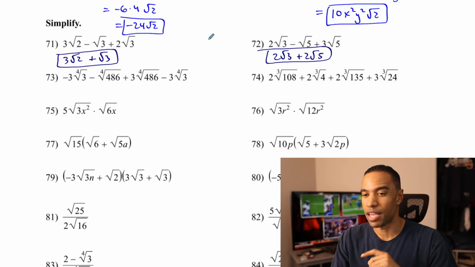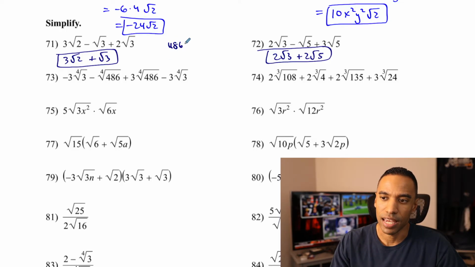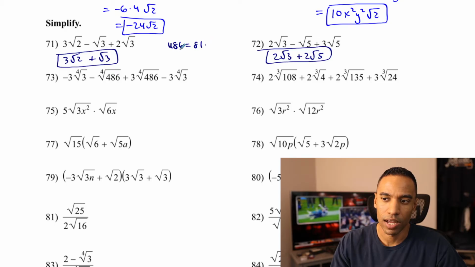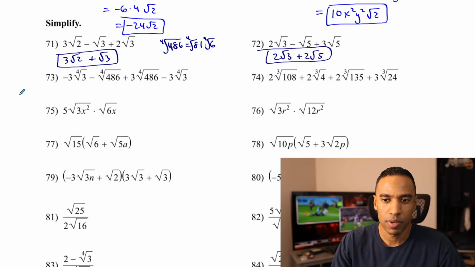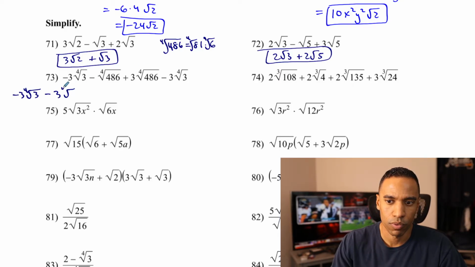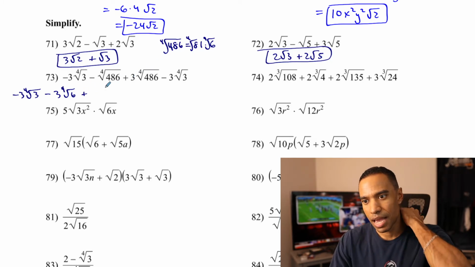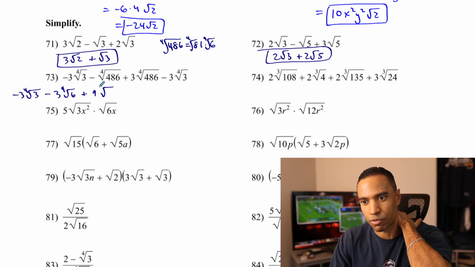81. It does divide by 81 though. So 486 equals 81 times 6. So fourth root of those, and the fourth root of 81 is 3. So this becomes -3 times the fourth root of 3 minus 3 times the fourth root of 6 plus, now 3 times the fourth root of 6 is 9 times the fourth root of 6.